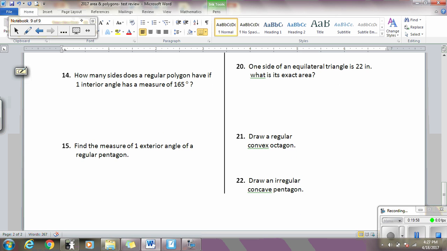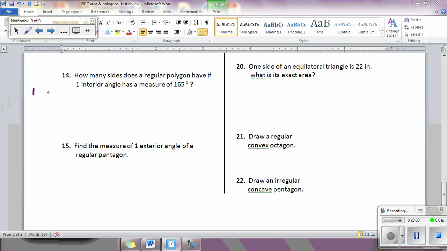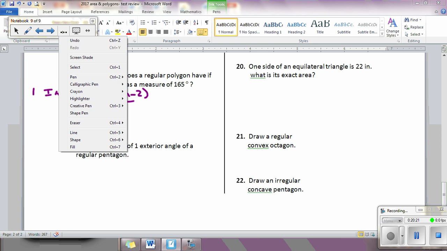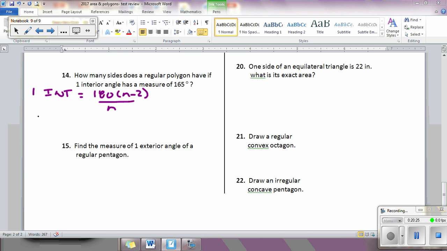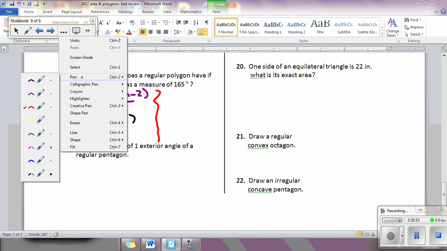Number 14. How many sides does a regular polygon have if one interior angle has a measure of 165? So the formula for one interior angle is 180 times n minus 2 over n. So one way to solve this problem is to replace the left side with 165 and bring everything on the right side down. Put 165 over 1 and cross multiply. Option 2, which I think is a better option and less room to make mistakes.